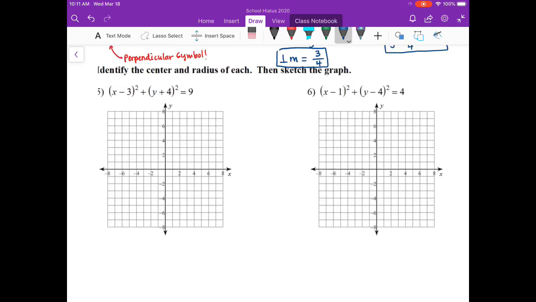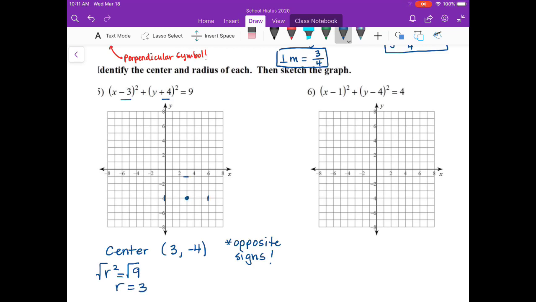For number 5, the equation of the circle tells us that the center is 3, -4. Remember that the signs are the opposites of what you see in the parentheses. The radius squared is 9, so the length of the radius is 3. We'll plot the center on the graph, 3, -4, and then we'll count 3 units in each direction to complete the circle.